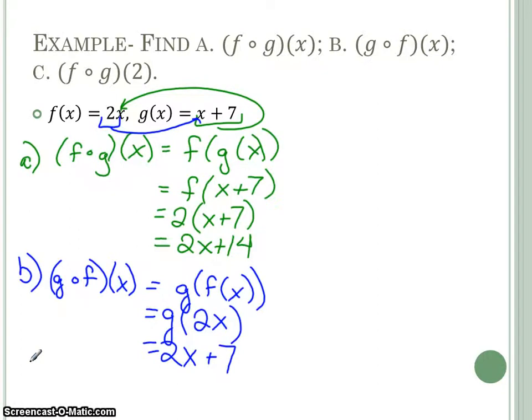Okay, so for the domain on this one, what would our domain for f be? All reals, and then if we look at the 2x plus 7, all reals. So this one would again be all reals. Will the domain always be the same? No, not necessarily.